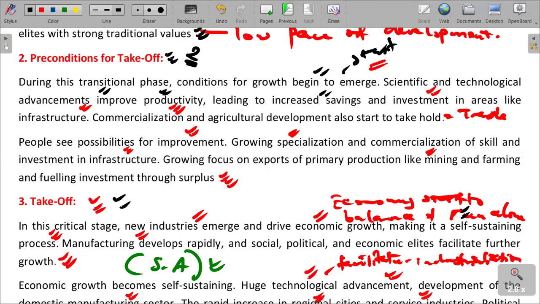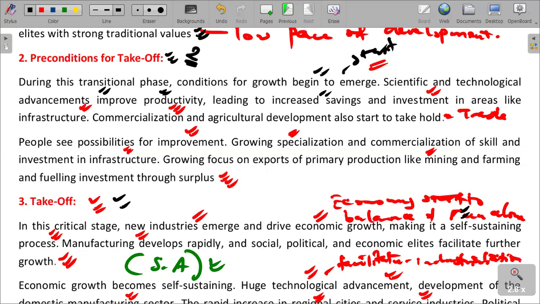So, specialization, where people now focus on areas that they can do best, and also commercialization, selling their skills, trading their best qualities and qualifications, which also helps in terms of a growing focus on exports of primary products in terms of mining and farming. So this again would increase investment through the surplus that is being made, because now production is becoming sophisticated because of specialization.